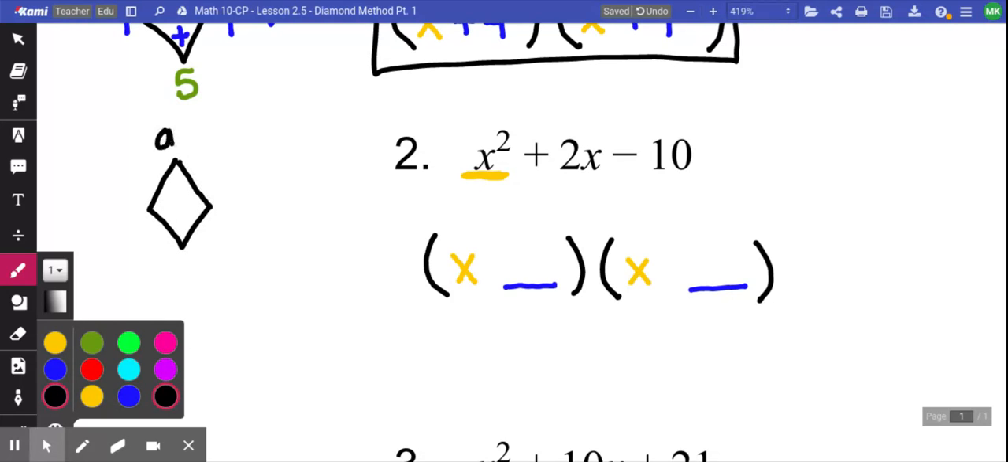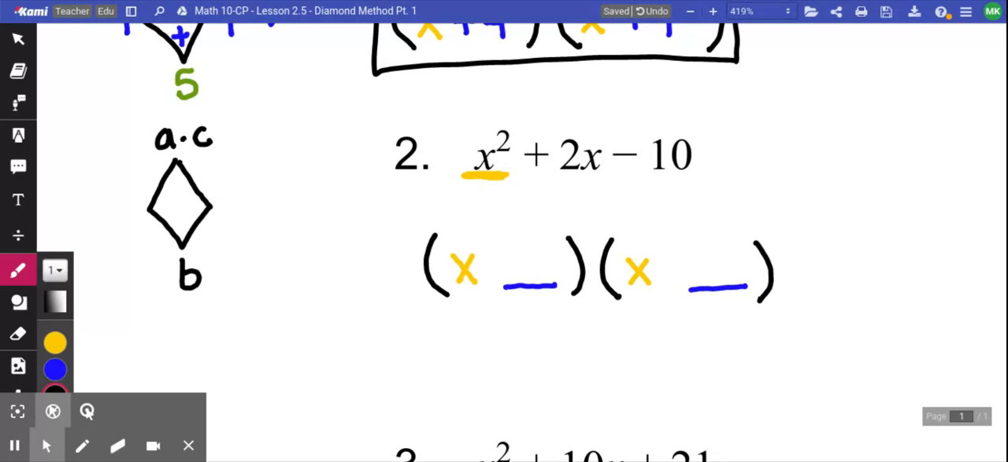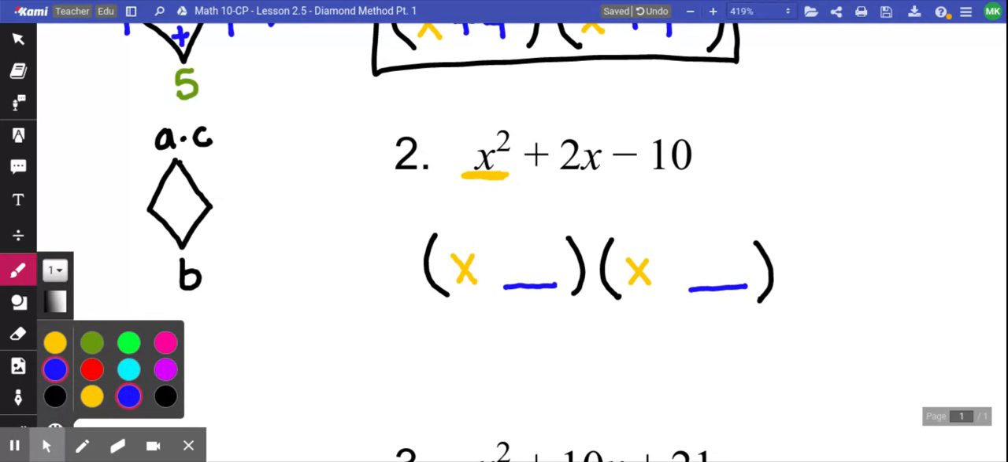you need to put A times C on the top of your diamond and B on the bottom of your diamond. There's another typo in this question. This is supposed to be a 3. It should be a 3 on your paper, but it's not on mine. So when I look at this, this is ax squared plus bx plus c. So that means a is 1, c is negative 10.